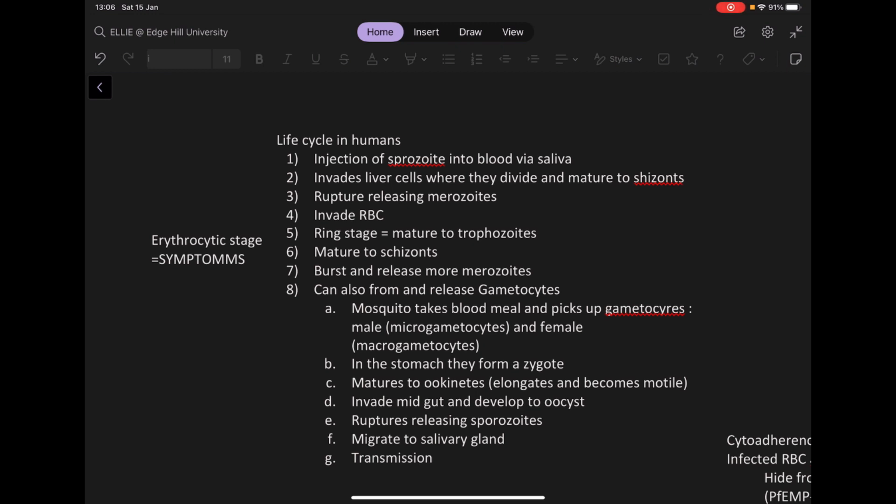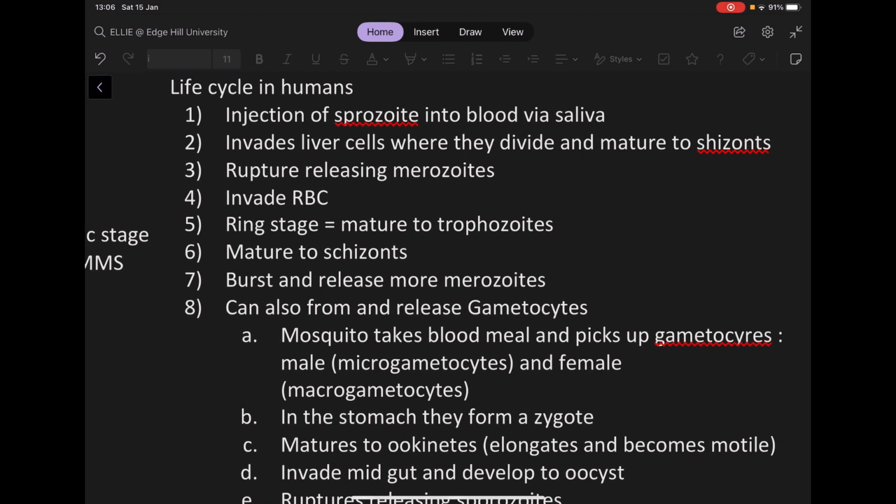It's at this point we start getting the symptoms. So the merozoites mature to trophozoites in a ring stage. So in clinical visualization, like if you get a sample of blood and you look at a red blood cell and it's got a ring in it, this has the mature trophozoites in there.